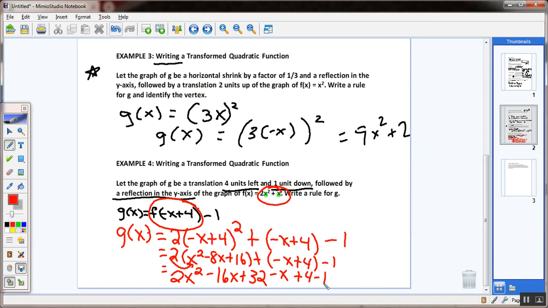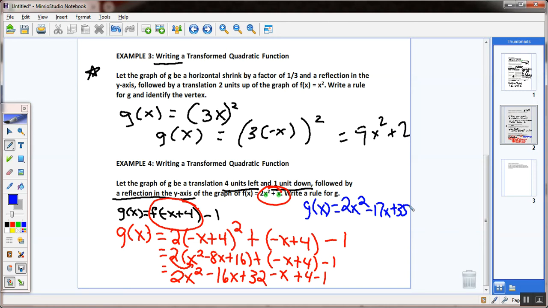This is getting rather ugly, and that's okay. I'm going to put the final answer up top in blue. G of x will equal the following, finally. Okay, does 2x squared combine with anything I have right now? No. How about this negative 16x? Does that combine with anything? So how many negative x do we have? Minus 17x. Plus 32 plus 4. 36 minus the 1. Plus 35.